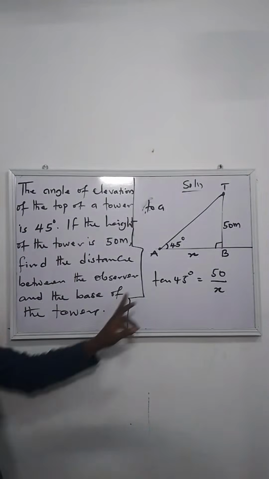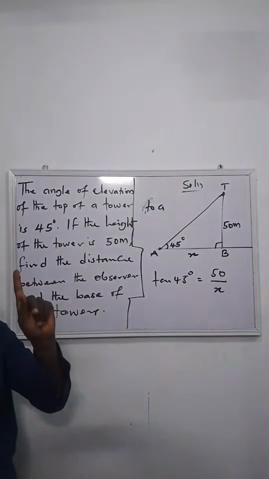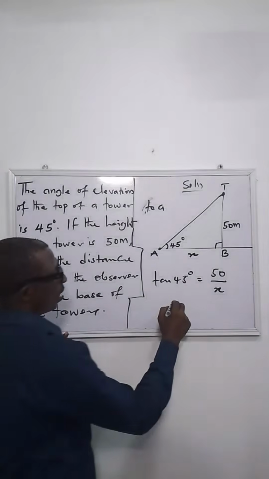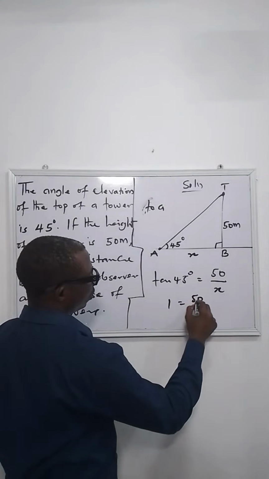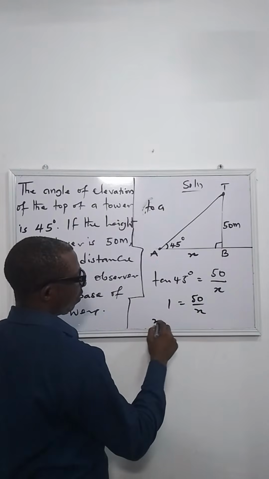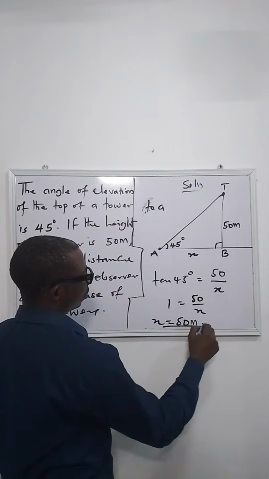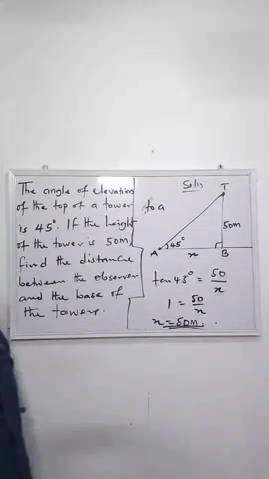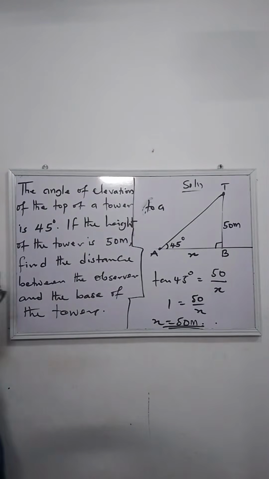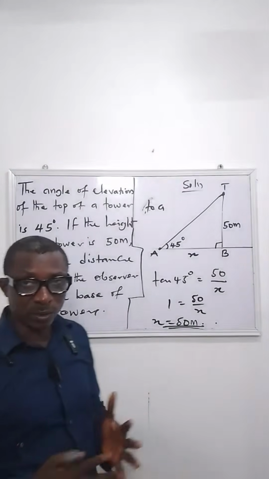All right. So now tan 45 is what? Is 1. Tan 45 is 1. So we have 1 equals 50 over X. So you cross multiply, you have X equals 50 meters. So that's the answer to that. Okay, so there's another smart way to answer this.